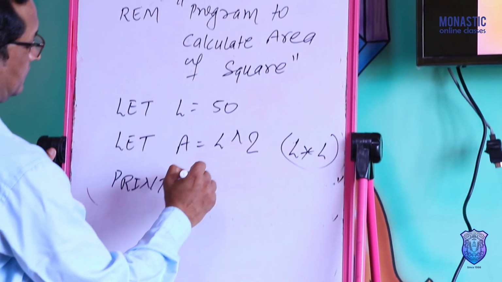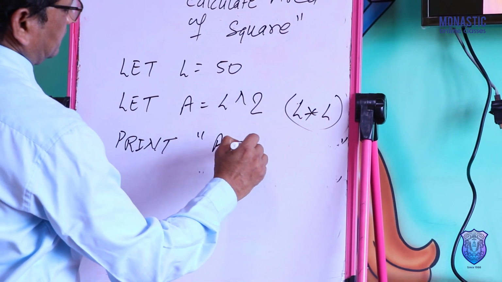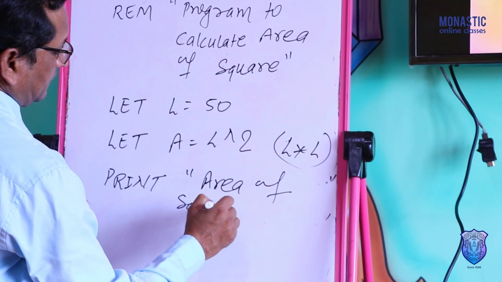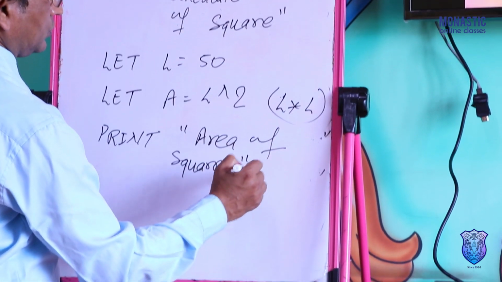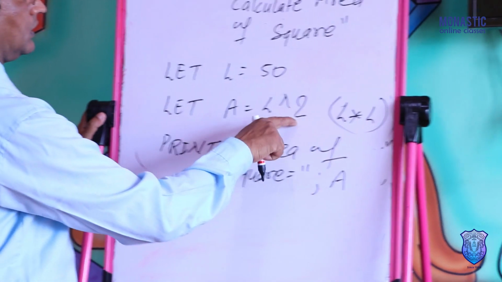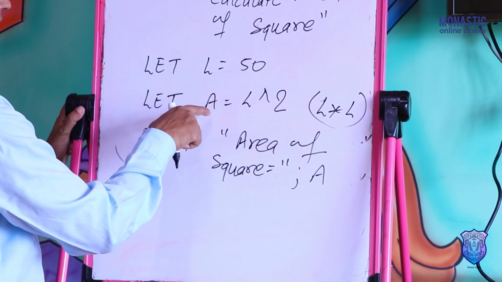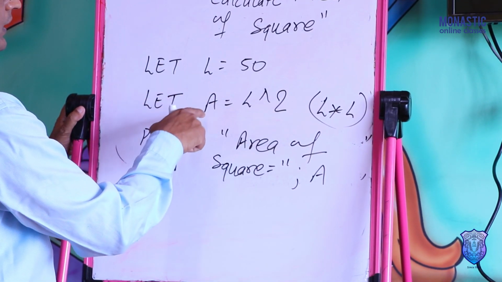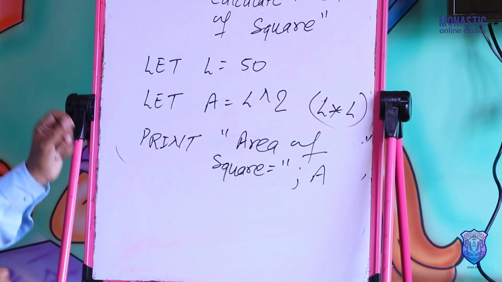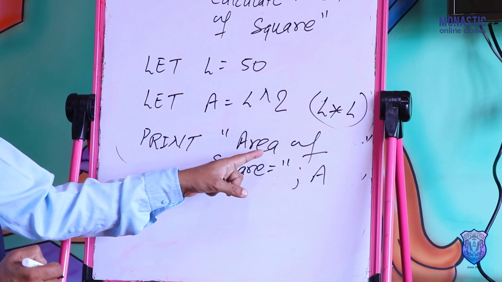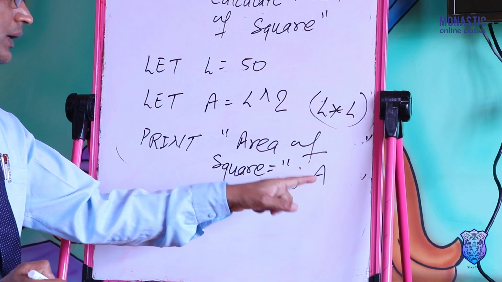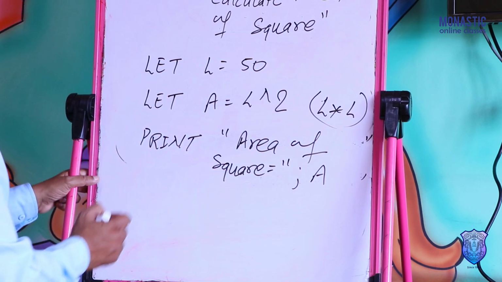print "area of a square is equal to" A. Why A? Because the result is stored in A. The process result is stored in A. So you can write only A. If you don't like to write the comments prompt, then you can write print A directly.